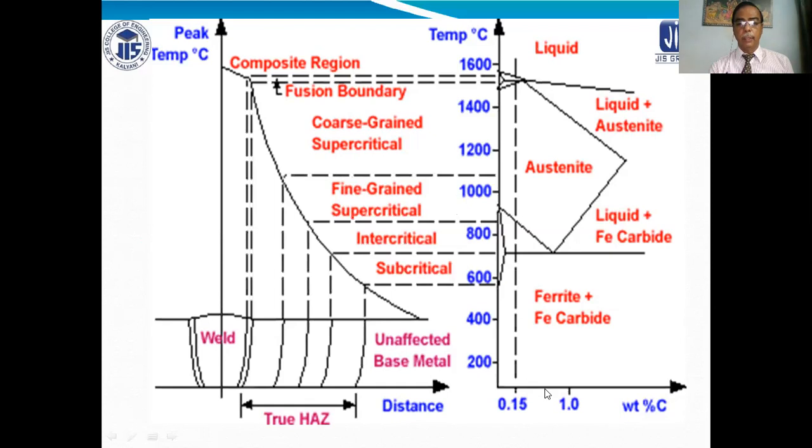From this figure, the percentage of carbon increases. This is liquid, and this is liquid plus austenite. This portion from 1100 to 900, up to 1500, is the austenitic zone, and this is liquid plus iron carbide, and this is ferrite plus iron carbide, from 700 to this portion. So it depends on the carbon percentage; as it increases, the zone also changes.